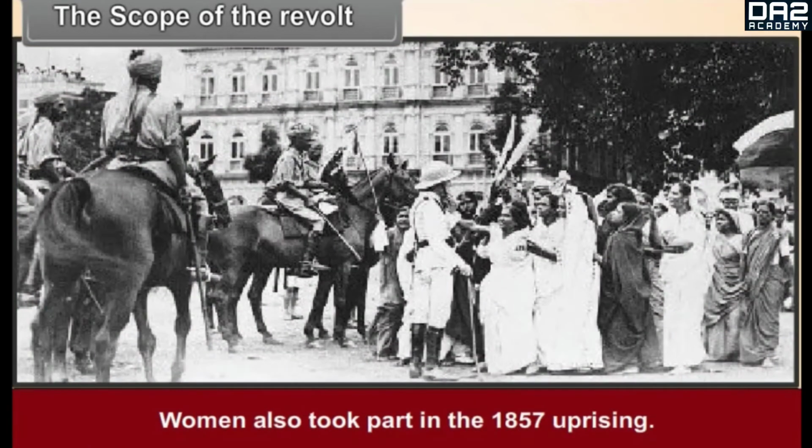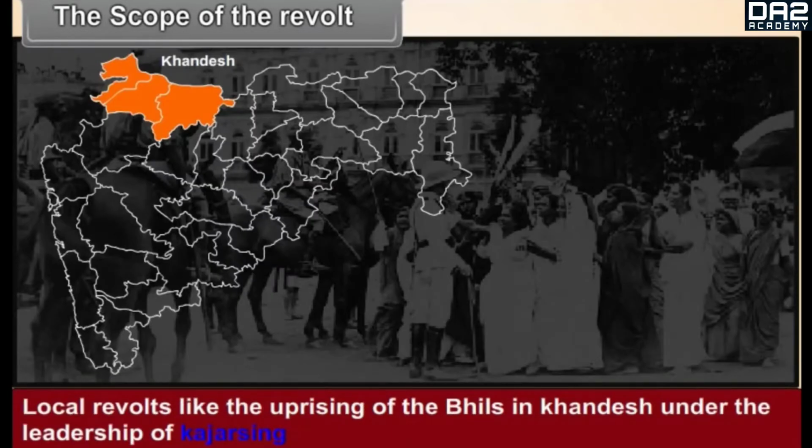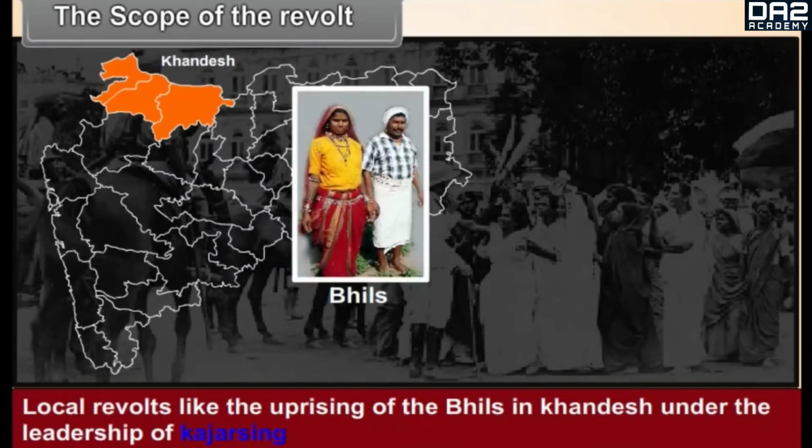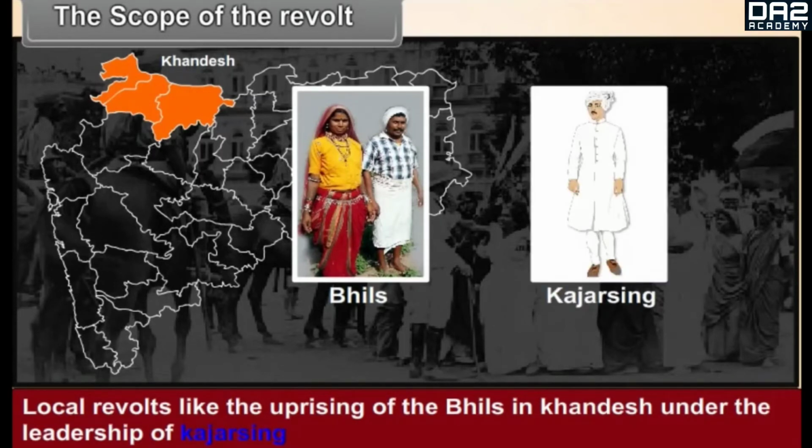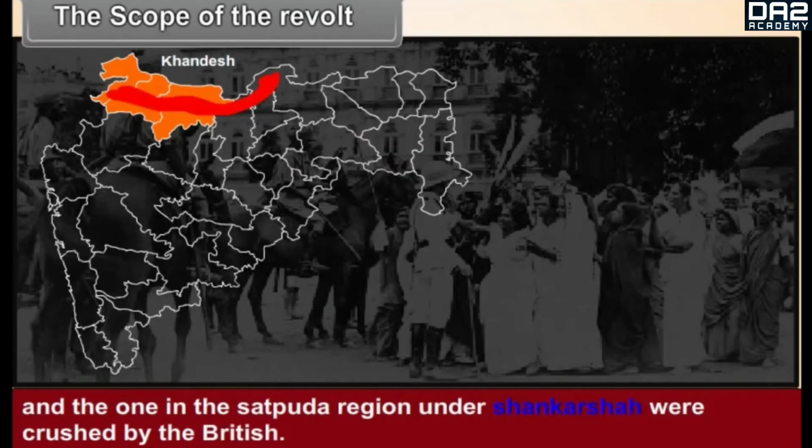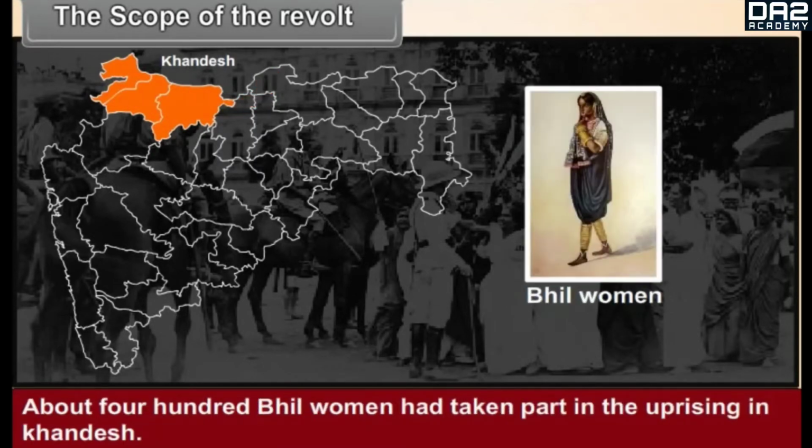Women also took part in the 1857 uprising. Local revolts like the uprising of the Bhils in Khandesh under the leadership of Kajar Singh and the one in the Satpura region under Shankar Shah were crushed by the British. About 400 Bhil women had taken part in the uprising in Khandesh.